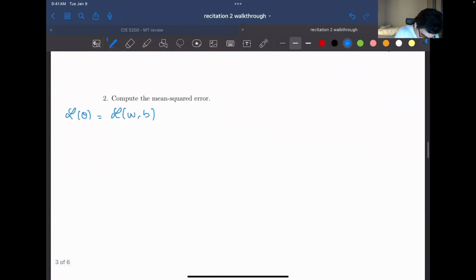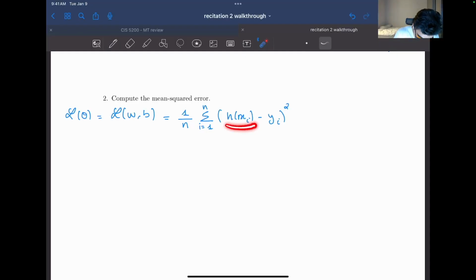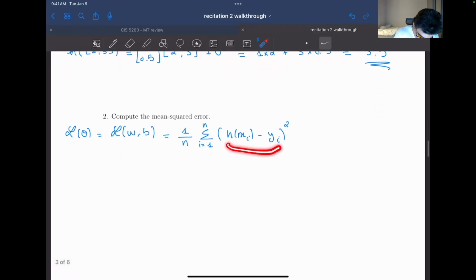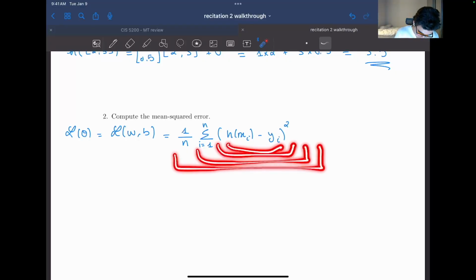And so what is this equal to? Well, we saw earlier, it's the mean squared error. So it's 1 over n times the sum, i goes from 1 to n, of our model h of xi minus yi, the true value, squared. This is our prediction here, h of xi. This is the true value, yi, in the data. This is the error. This is the squared error. This is the sum of the squared error. And this whole thing is the mean squared error.